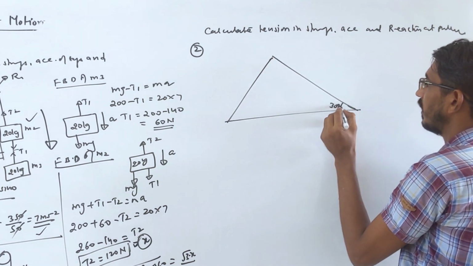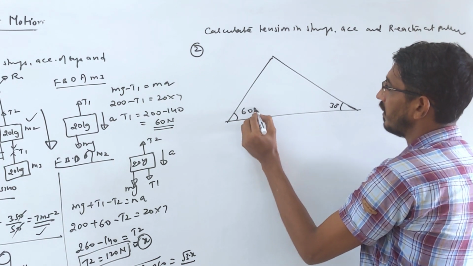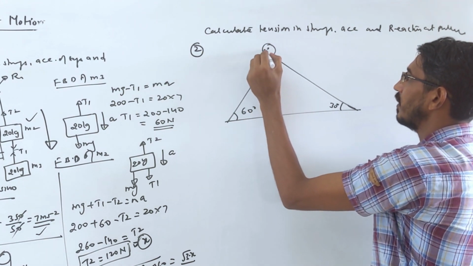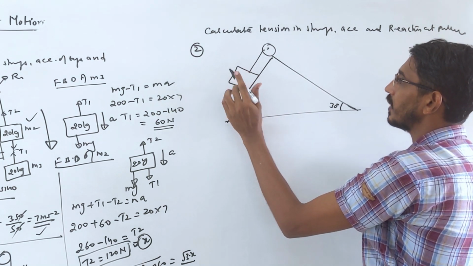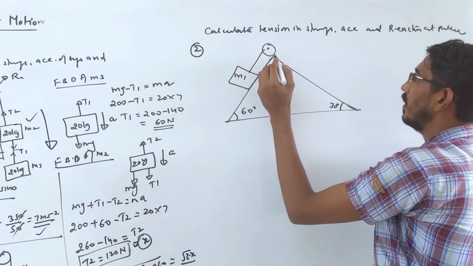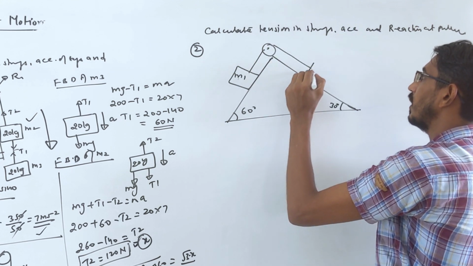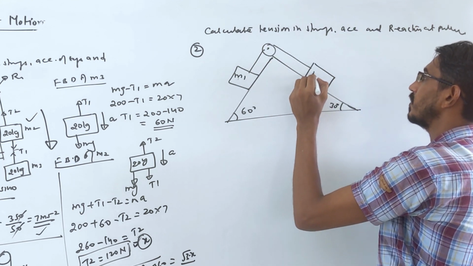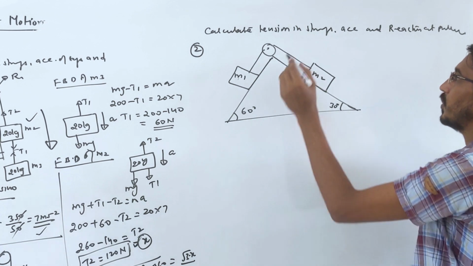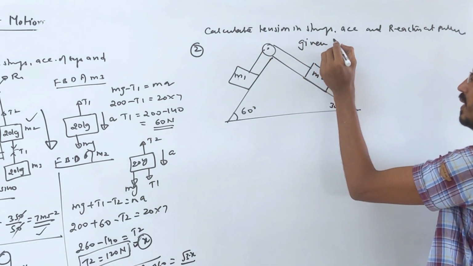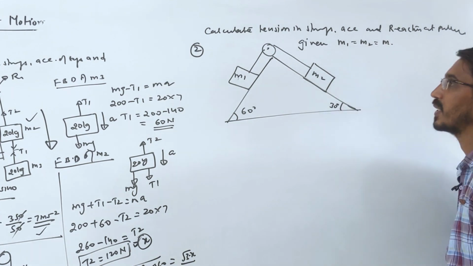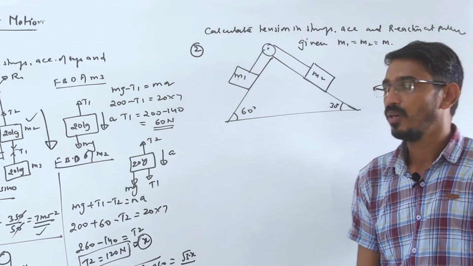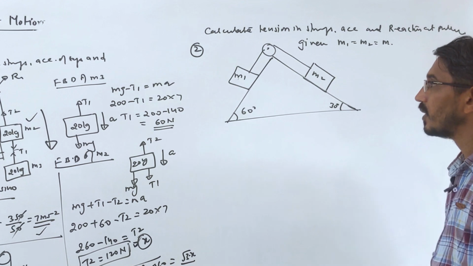This is given 30 degree, this is given 60 degree. There is a pulley here, one block here of mass, let's call this M1 block, and one block here, M2. Suppose it is given to you, they can give a numerical value, or given that M1 is equal to M2 is equal to simply M. This is given to you, or some numerical value, or maybe they are different, correct?